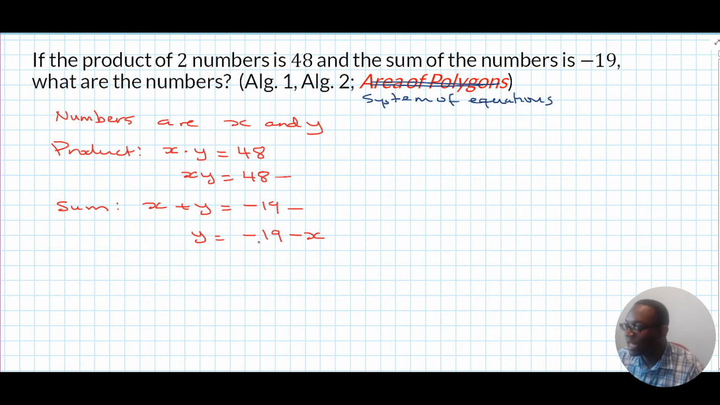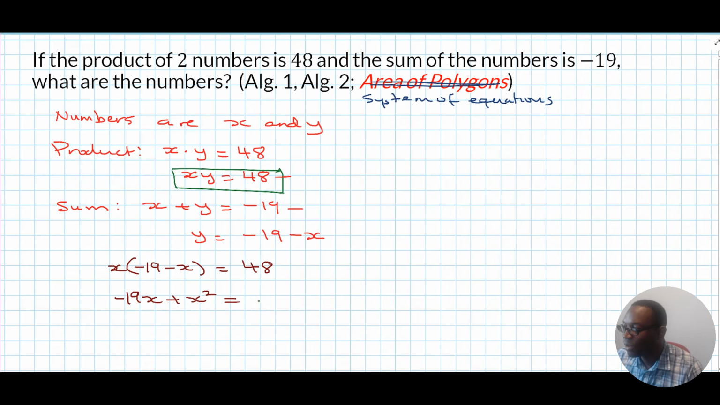I'm going to now substitute that value of y into, let me actually use a different color so you can see what I'm trying to do. So we're going to substitute the value of y into this expression over here. And we now have x multiplied by y. Y is negative 19 minus x equal to 48. So now we're going to distribute x into this, and most likely we will form a quadratic equation. So negative 19x plus x squared equal to 48. And then with quadratic equations, you always want to write it in this form. Ax squared plus bx plus c equal to 0.